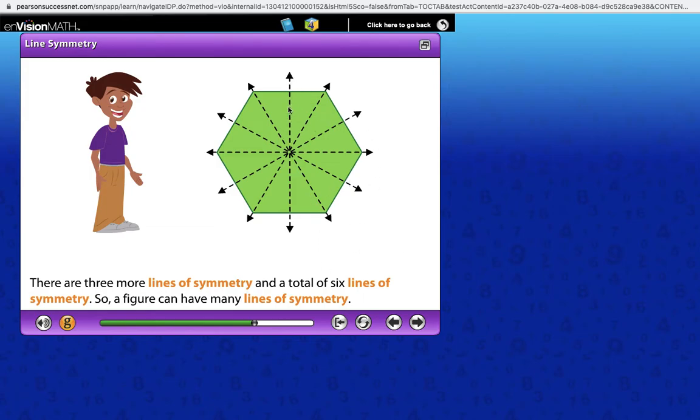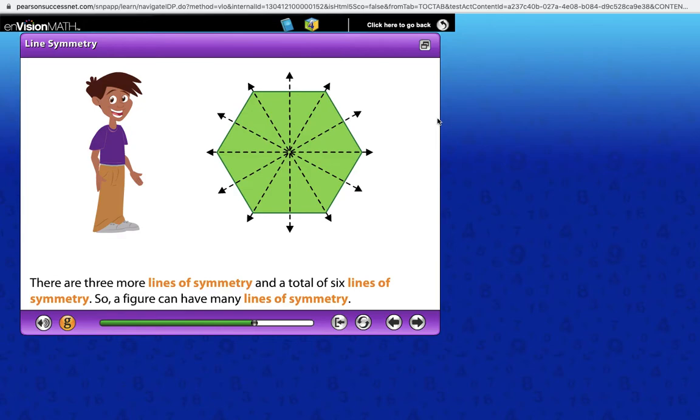Now, you'll see that this line right here, we didn't see in the first example. If I were to just cut this directly in half, yes, that is a line of symmetry as well, because the right side would fit directly on top of the left side. Now, if I were to cut this diagonal, we saw this diagonal in the first example, but if I were to cut this diagonal as well, this would fit directly on top of this. And the same goes for the opposite side.